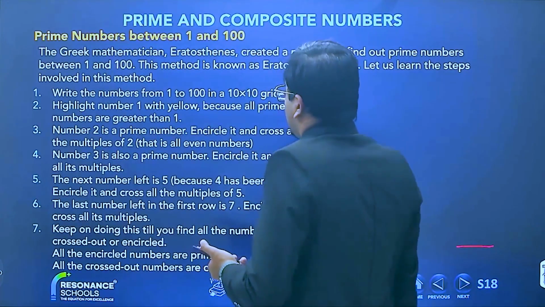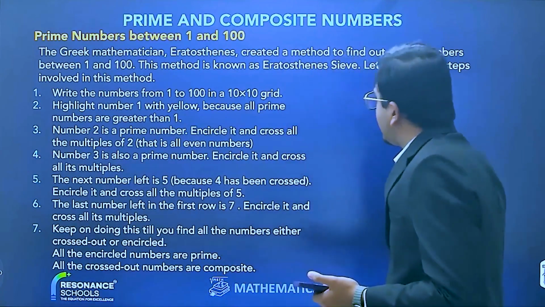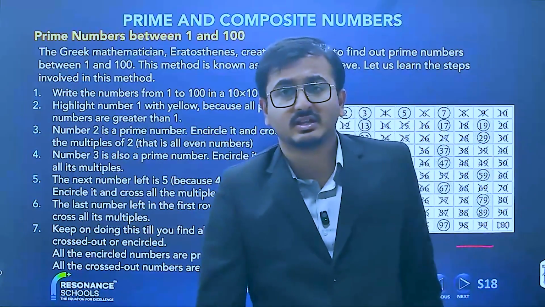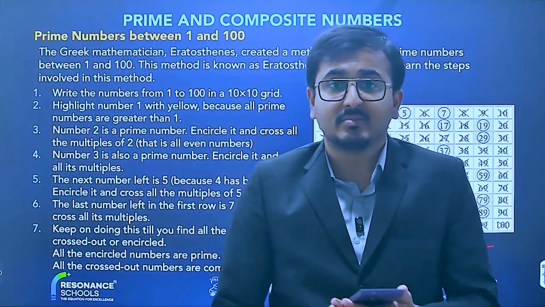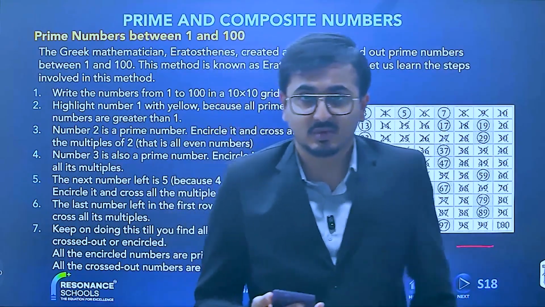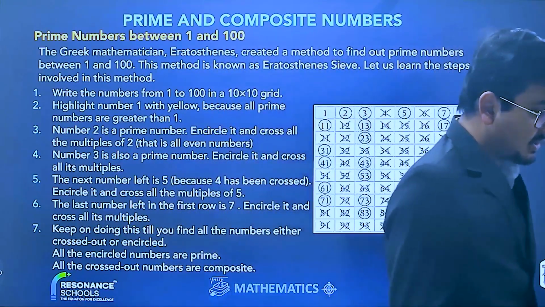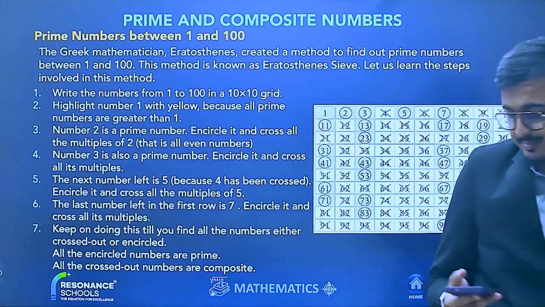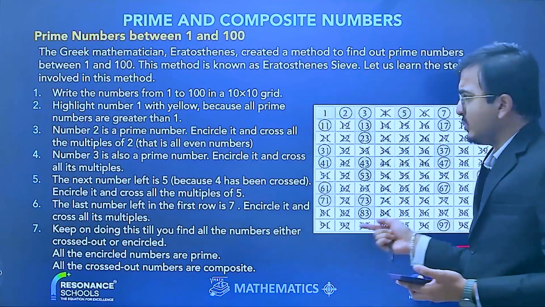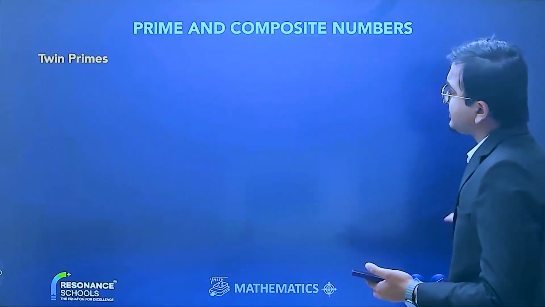So now the prime numbers. These are nothing but the prime number grid, that's how we can quickly find out the prime numbers which are there between 1 to 100. You can generally find it out, but this is just a quicker way.